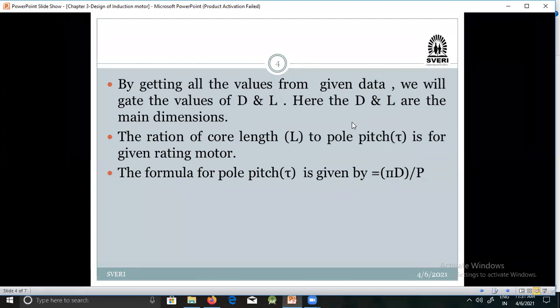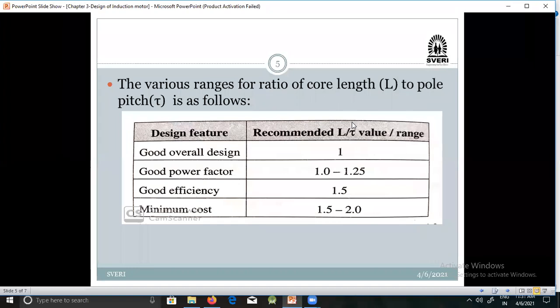That ratio is the ratio of core length to pole pitch, which is tau. If it is given then it is okay, if it is not given then we have to find the value of tau by the equation pi d divided by p. So from this equation you will get one equation for d or L, you can put that value into d square L, you will get the particular values of d and L, and then you can find out the next value.